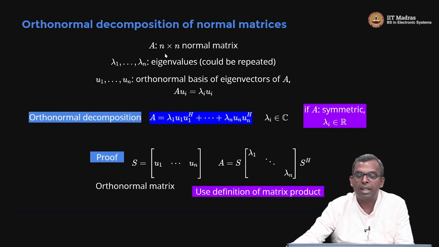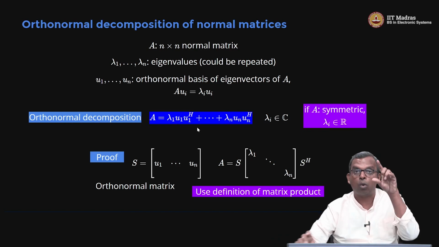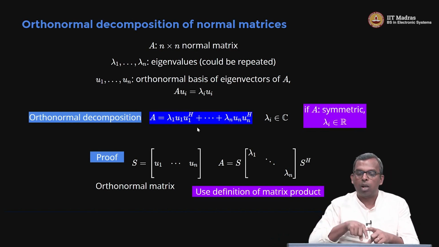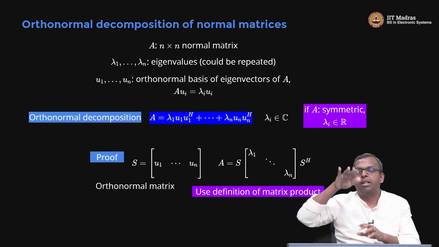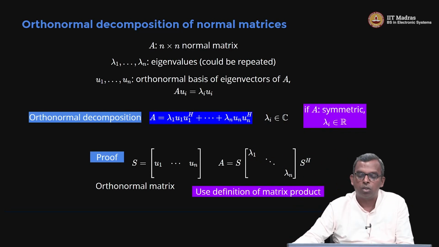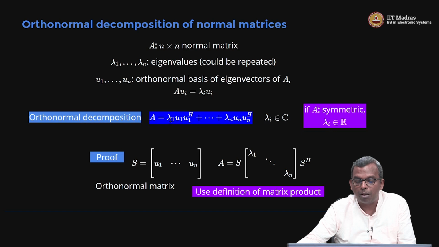If A is an n by n normal matrix, there are n eigenvalues. These could be complex, these could be repeated, doesn't matter. And you also have an orthonormal basis of n eigenvectors, A u equals lambda u. It turns out you can do this orthonormal decomposition. Any normal matrix can be written as lambda 1 u1 u1 Hermitian plus so on till lambda n un un Hermitian. Remember, u1 u1 Hermitian is a rank 1 matrix: u1 is a column vector, u1 Hermitian is a row vector, and a column vector times a row vector is a rank 1 matrix. So you have a bunch of rank 1 matrices, scale them by the appropriate lambda, add them up, and you get a normal matrix.